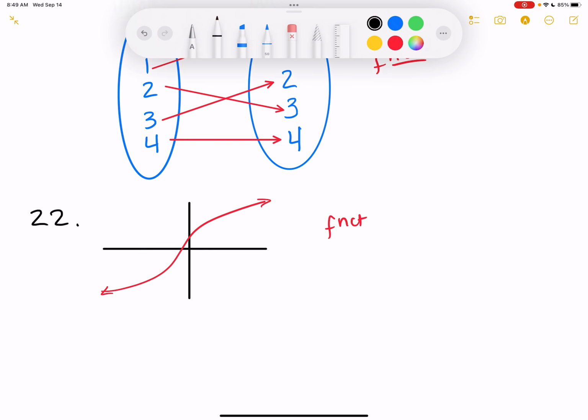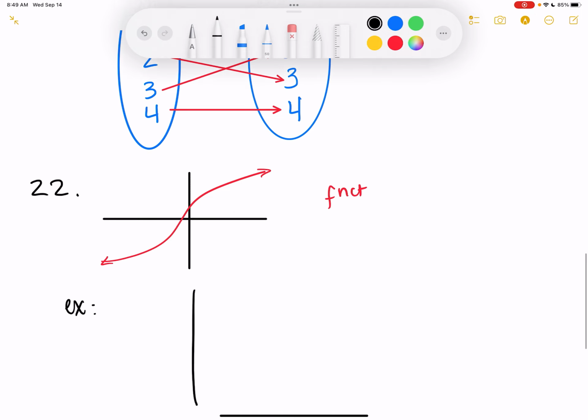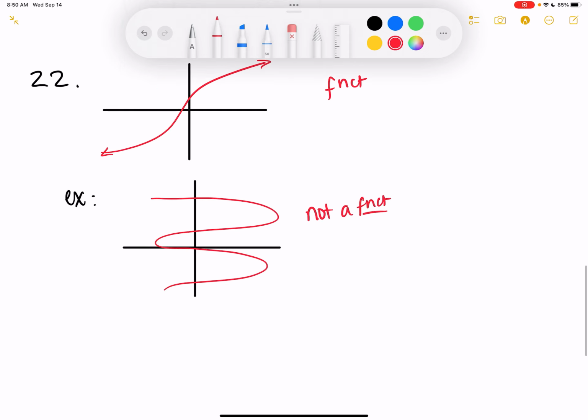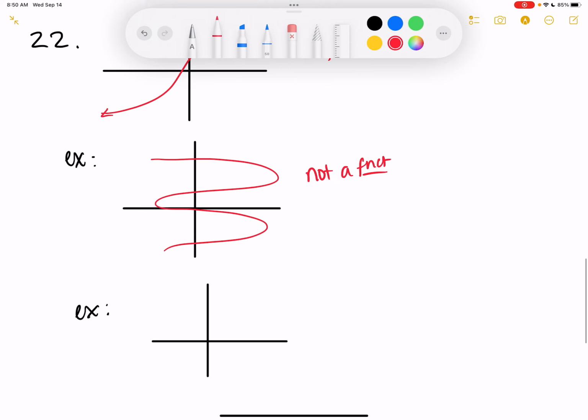If you had something like, because they only do a couple of these in the book, if you had something like this, would that be a function? No. It does not pass. There's more than one. Not a function. And then what about progressively getting smaller? Something like that. No.